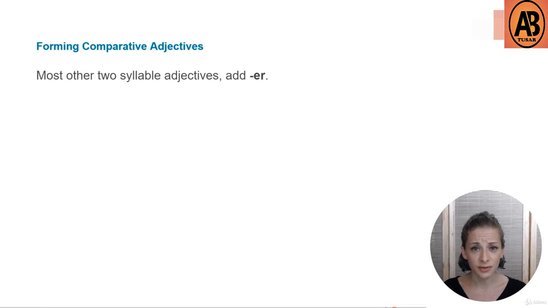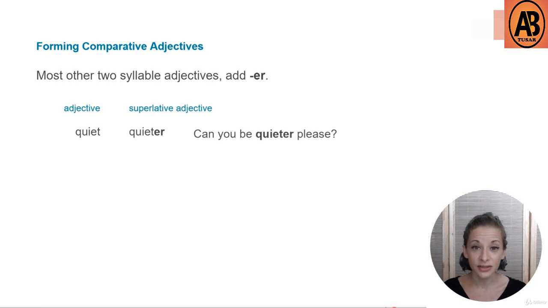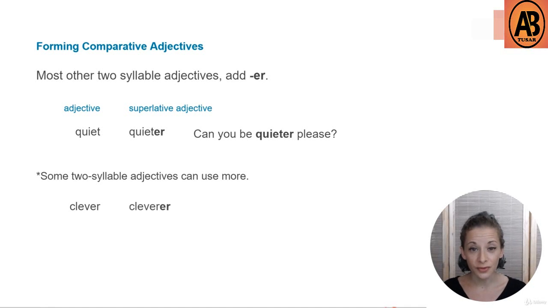Most other two-syllable adjectives add er. For example, quiet becomes quieter. Can you be quieter, please? And some two-syllable adjectives can use more. For example, clever. You could either say cleverer or more clever.